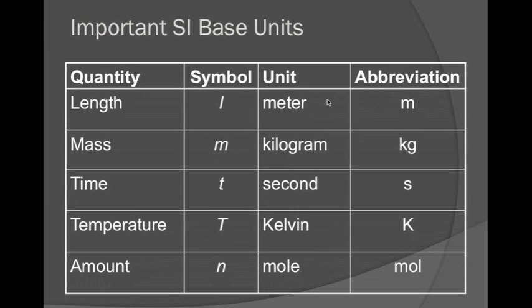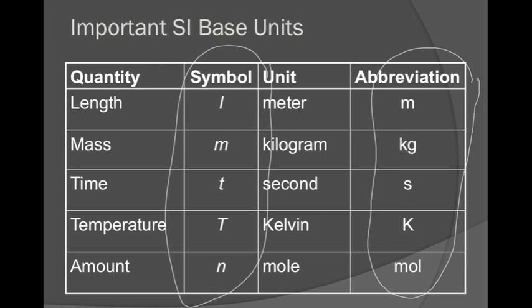Now, some important SI base units that we have here: length, mass, time, temperature, and amount. We see there are symbols written right here, and they stand for meters, kilograms, seconds, Kelvin, and moles. We see their abbreviations over here. The one thing we need to know about these SI base units is that we can add prefixes to them to change the amount, to make it either smaller or larger. But we're measuring length with meters, mass with kilograms, time with seconds, temperature with Kelvin, and a mole is a quantity or an amount of something.